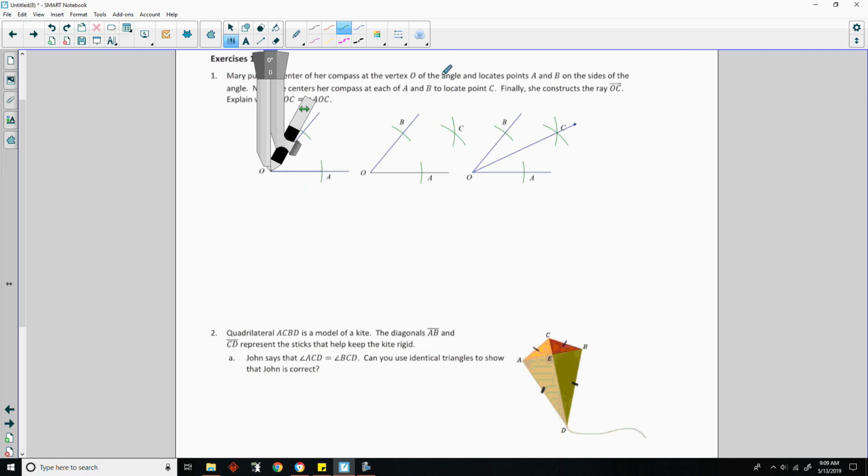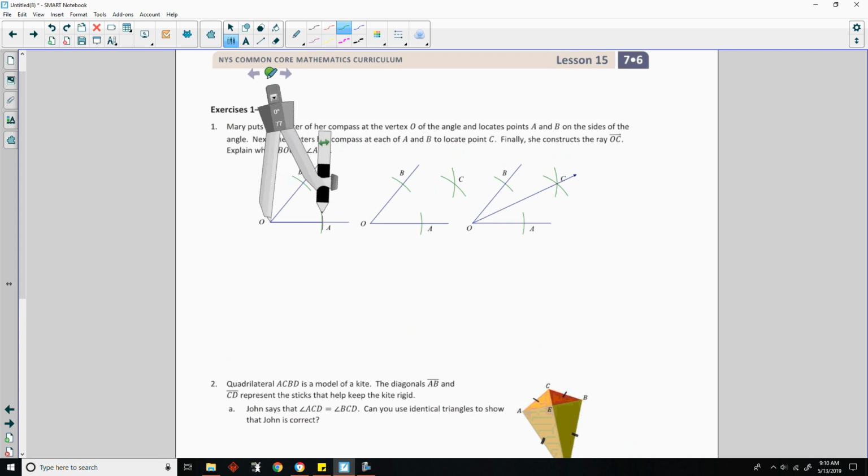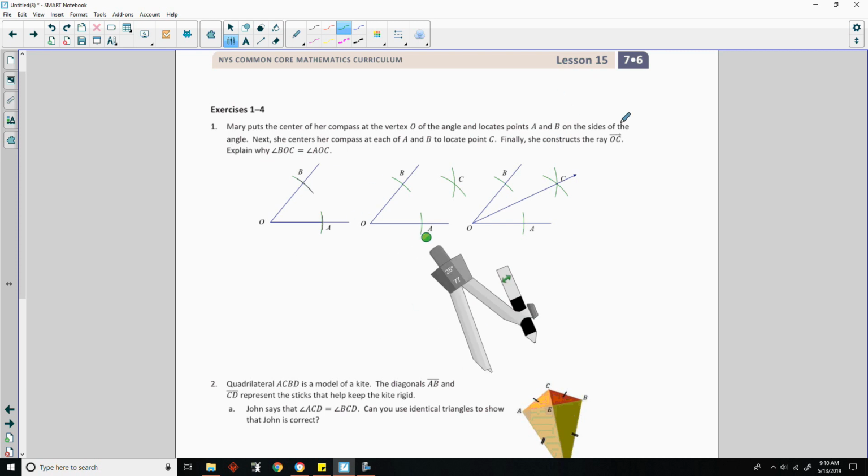At this vertex O of the angle, she locates points A and B. So then she extended this out to point A, made an arc, and then did the same thing up here and made an arc. Okay, so that's the first step.